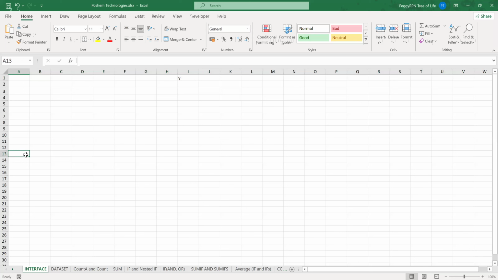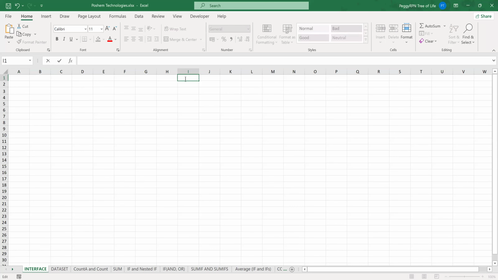If I put data here, Control Shift Down, it stops there. To go to the last, I have to press Down again, and that's it. So that's about our Excel interface.